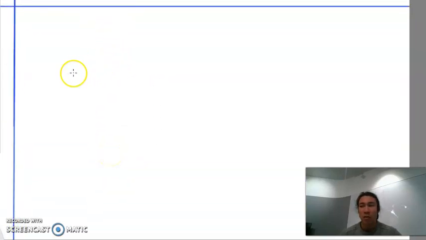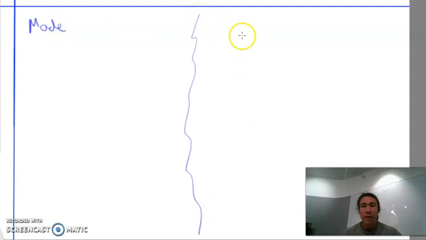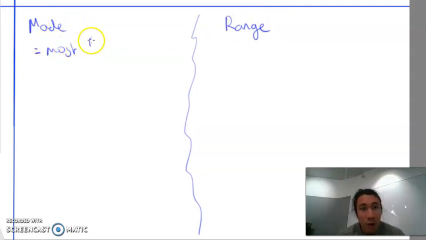And the last two I'm going to fit on this last part of the page here. There's the mode, that's an O thing in the middle here. And then there's the range. Now the mode is a fancy way of saying the most frequent number. So in other words, which one turned up the most.